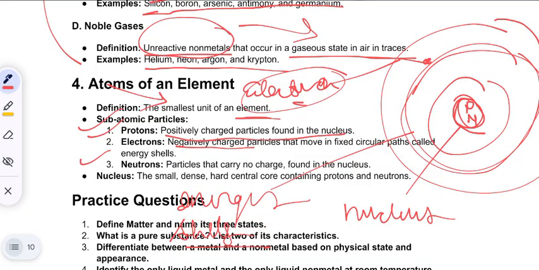Then neutrons. Neutrons carry no charge and are found inside this nucleus. They neither carry positive charge nor negative charge. They are present inside the nucleus, which is a hard, dense central core.